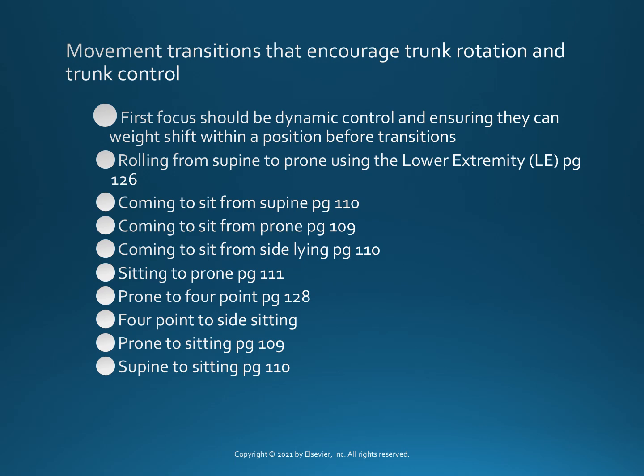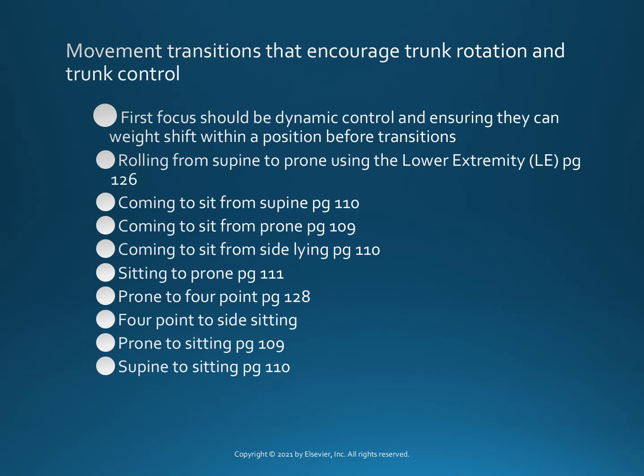Examples of these that you are going to be practicing, I've listed all of the pages in your textbook. We're going to practice rolling from supine to prone using the lower extremity. You can see that on page 126. We're going to practice having a baby come from sit to supine and from sit to prone, page 110 and 109 respectively. We'll practice sit from side lying, which really is just a progression of what they have on page 110, because that transition has the child go from supine to side lying to sit.